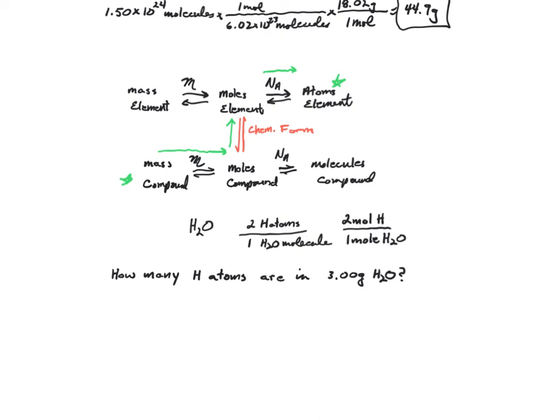So we have the mass of H2O. We're going to use the molar mass of water to wind up at the moles of water. And then we can use the chemical formula to go from the moles of water to the moles of hydrogen. And then to go from moles of hydrogen to the atoms of hydrogen, we need Avogadro's number.